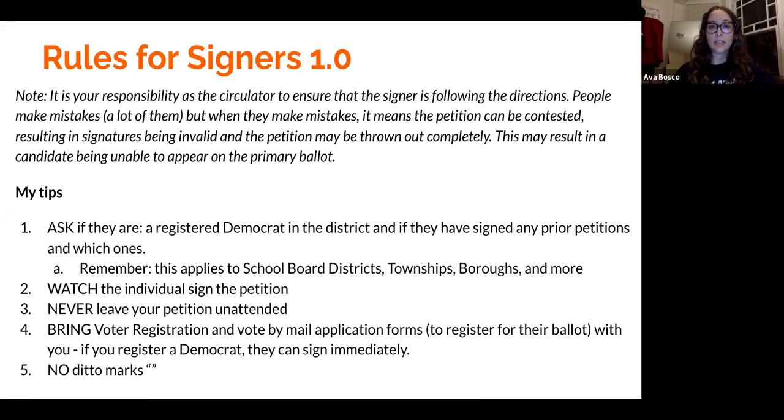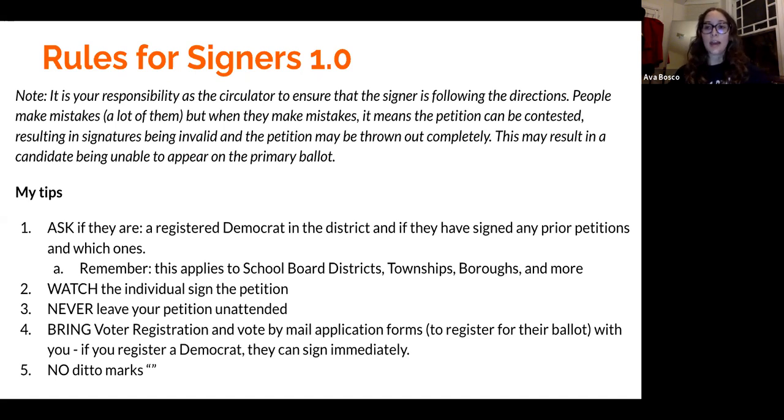For those of you who have attended our candidate trainings, you have a minimum amount of signatures you must get to get on the ballot, but we always encourage you to get double, if not triple that amount, to ensure that if there are mistakes, you still make it onto the ballot. Some of the tips that we have is to first ask if they are a registered Democrat in the district, if they've signed any petitions thus far, and which ones. This is important to ask because it applies to the specific petitions that you might be circulating, such as school board districts, townships, or boroughs. We'll go into how many petitions a person can sign in a little bit.